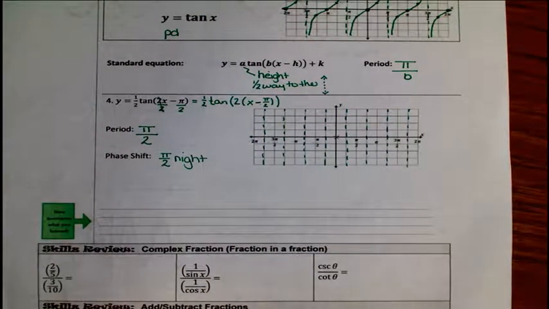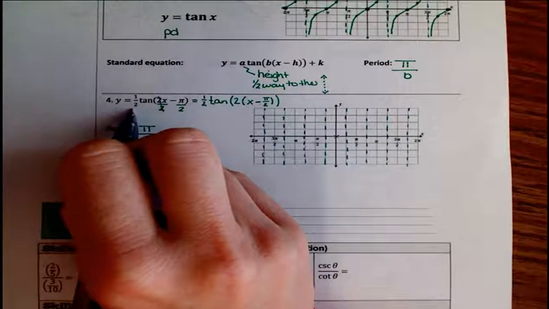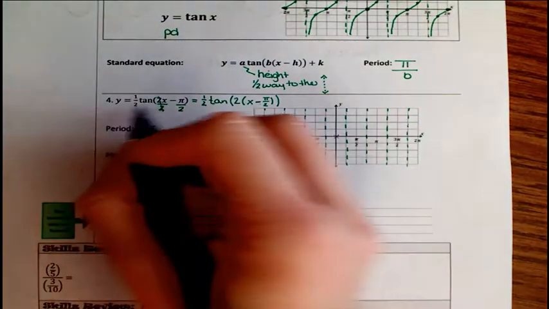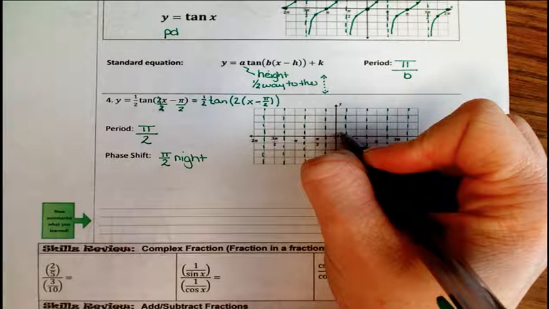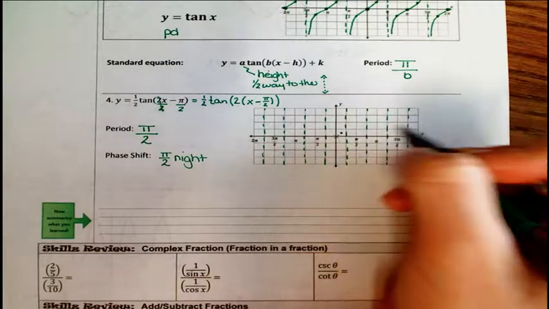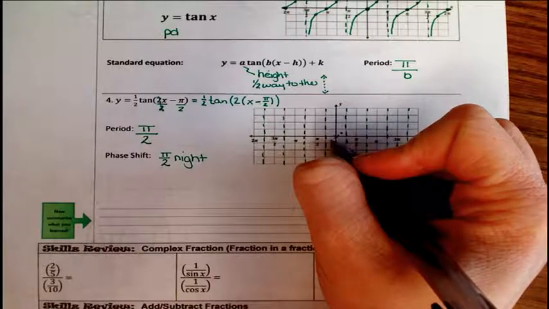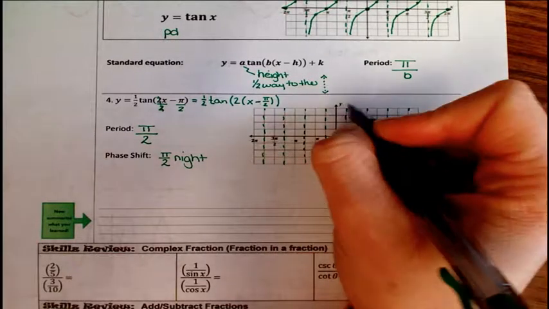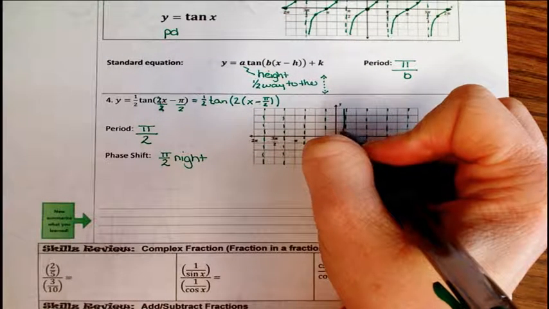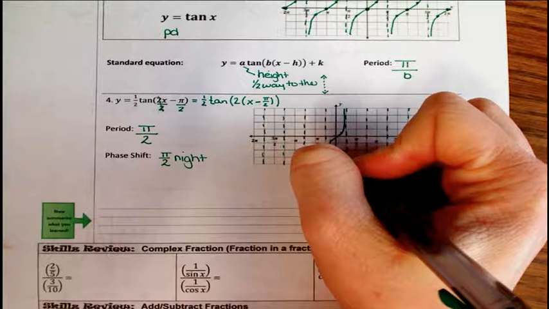All right, and why don't we go ahead and plot what our a value tells us. The height halfway to our asymptote is going to be at 1/2. So that'll be right there, halfway at 1/2, halfway at 1/2. So that would look something like this.